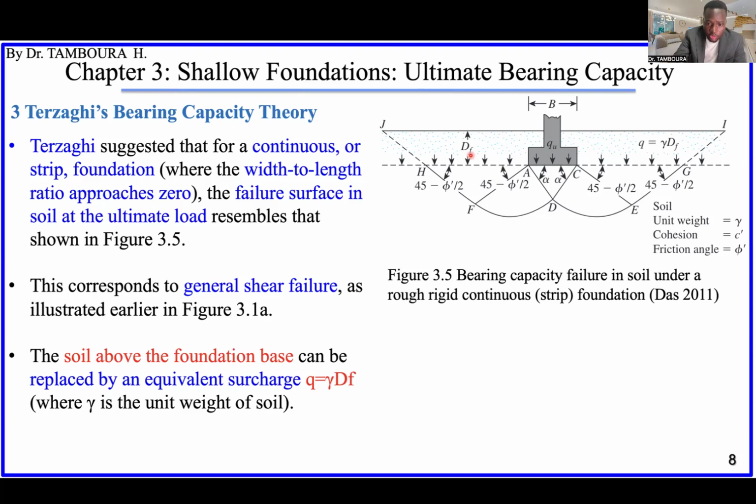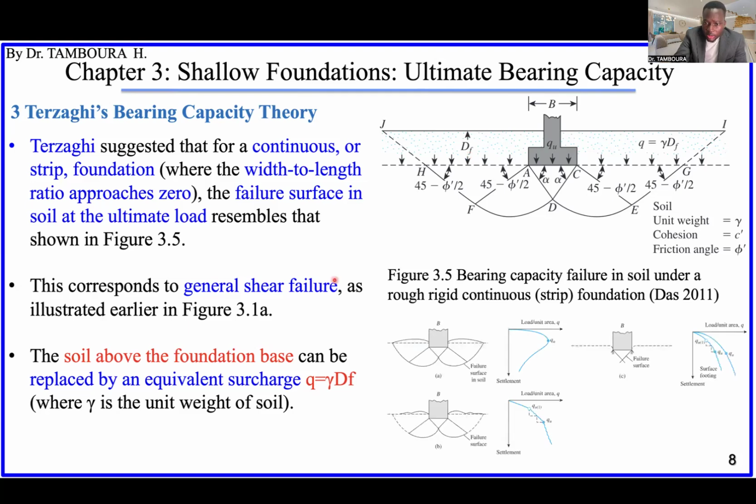This is just a reminder of what we did last time for general shear failure. This is how the load settlement curve is presented: this is general shear failure, that was punching, and this was local shear failure. We defined all three types of failure last time.